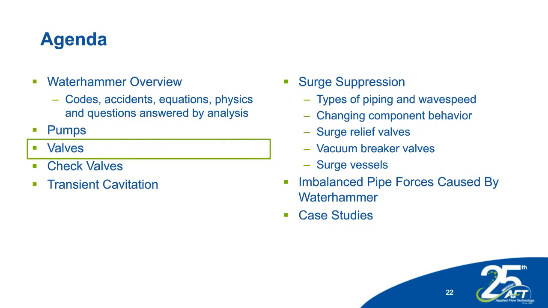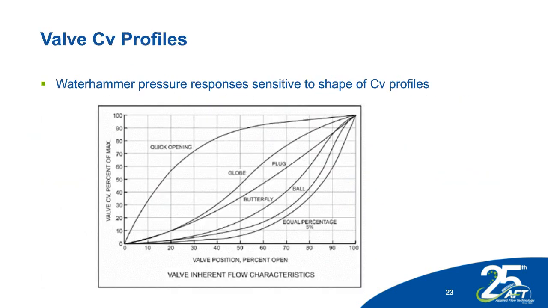All right, as I mentioned before with valves, not only is how fast you close the valve important, but it's also how you close the valve. And different types of valves have different characteristics for their open percent versus CV data. And this will impact the pressure surge that you would see in your system. And this can help you determine if you have the right valve for the proper application. So that's important to consider for Waterhammer analysis as well.